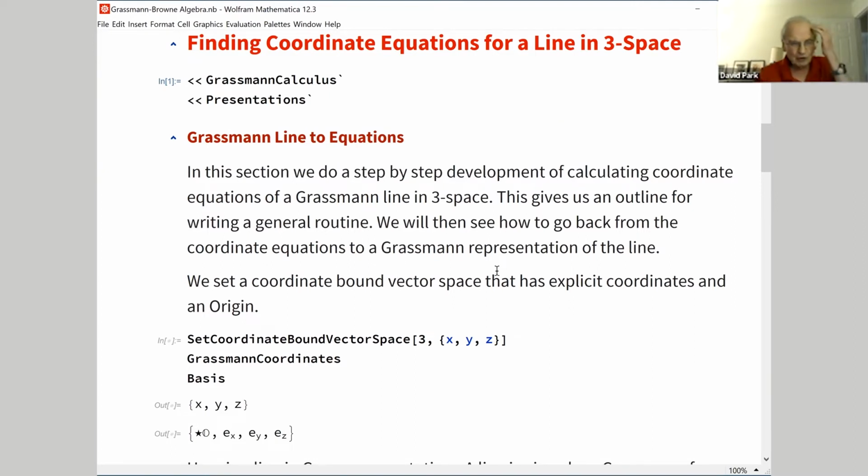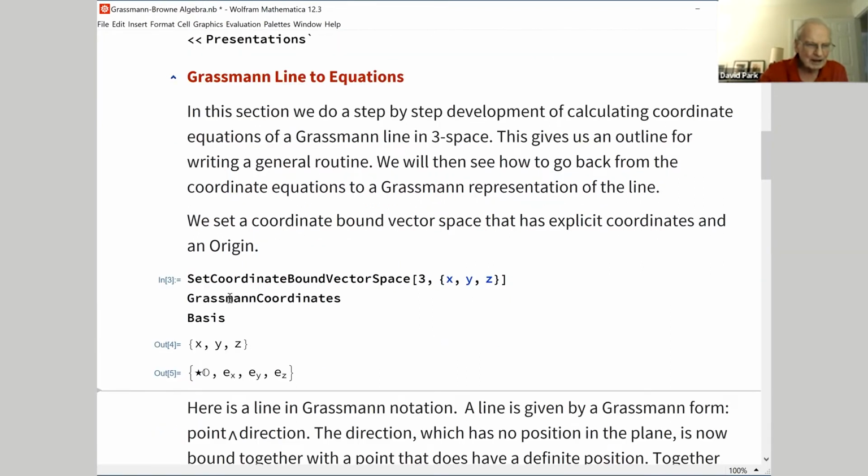We set a coordinate bound vector space that has explicit coordinates in an origin, and that's done right here. A bound vector space is going to mean a space that has points. This is three-dimensional, and the coordinates are x, y, and z. I have to evaluate that, and I echo back the Grassmann coordinates and the bases. And you see the bases, even though we're in a three-dimensional space, we have four basis vectors.